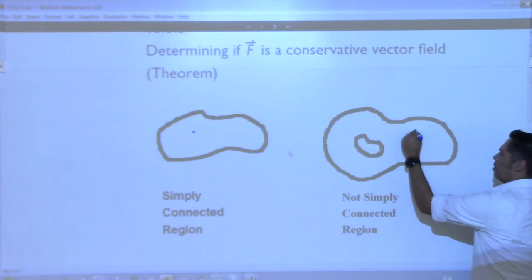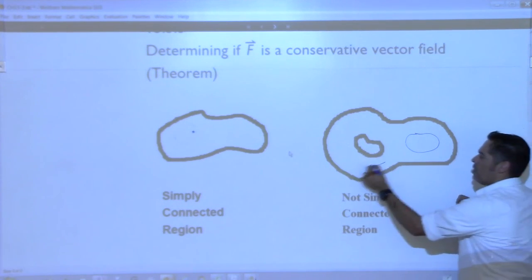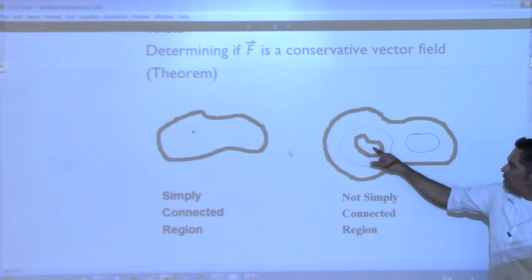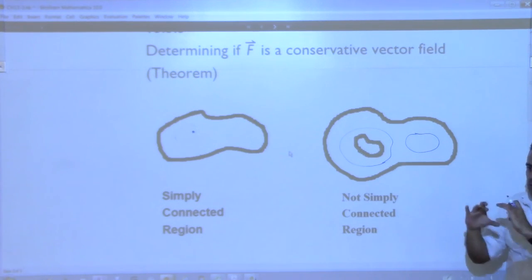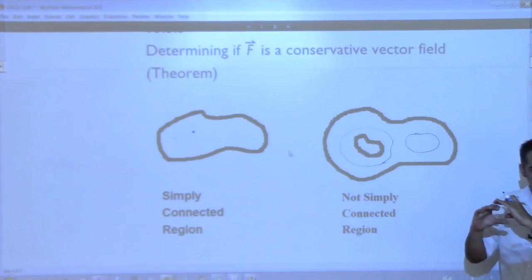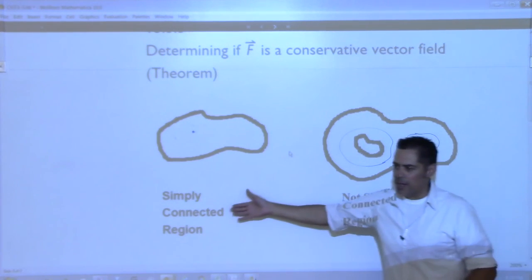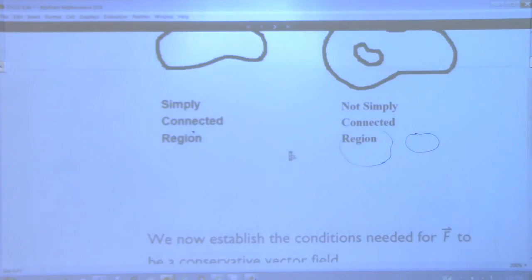Now if I come over to this one, if I draw that path and shrink it down, no problems, right? But what if I draw this path? Now I try and shrink that down, what's going to happen? You have a hole in your region. So you can't shrink that path down past that hole. So this is not simply connected, this is simply connected. We need it for the next theorem.